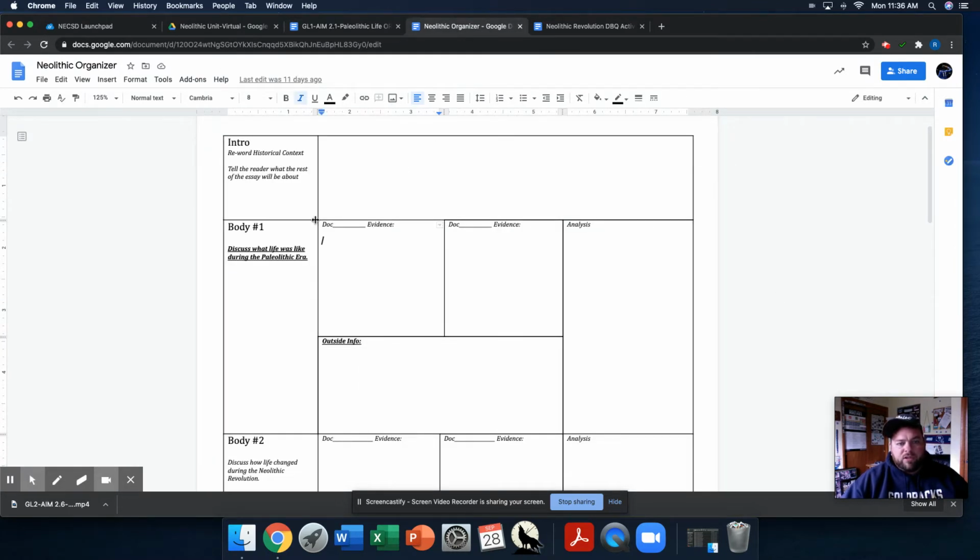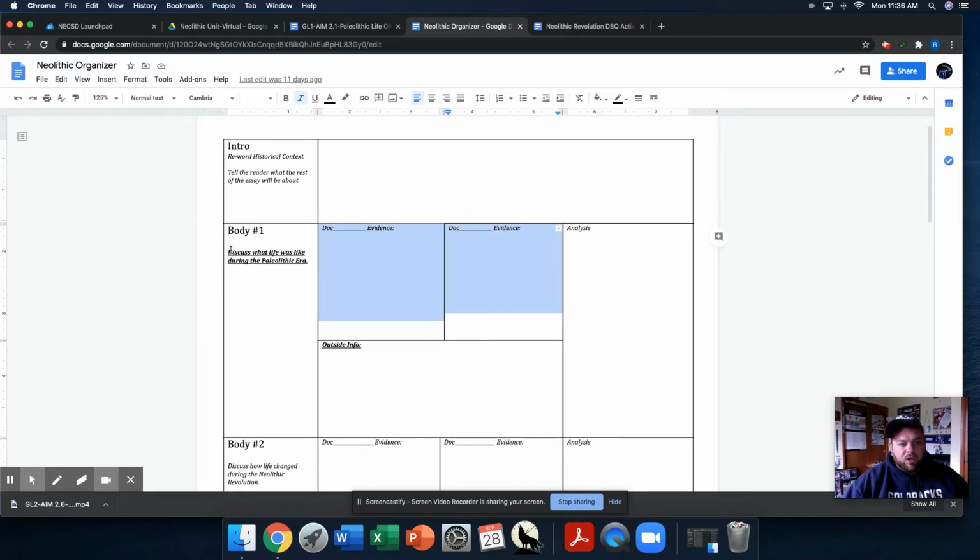Okay, so the first thing you're going to do is choose pieces of document evidence that answer, what was life like during the Paleolithic era. So plug those pieces of document evidence into your graphic organizers here in the appropriate places.